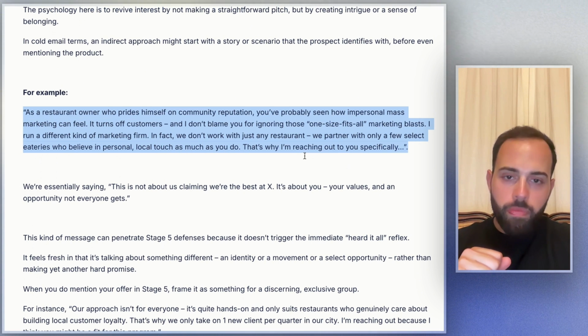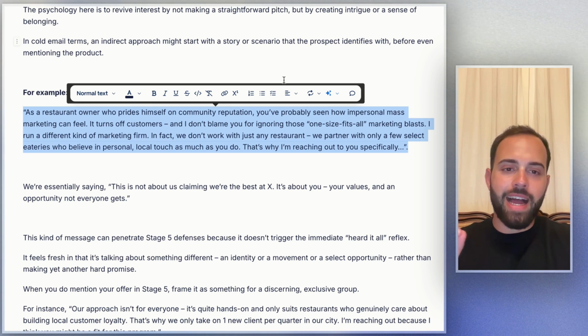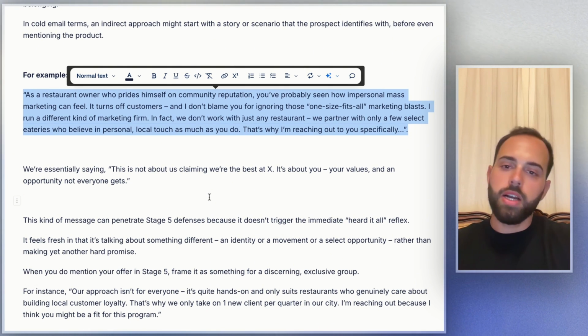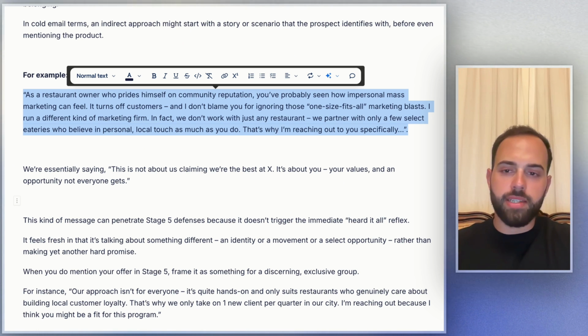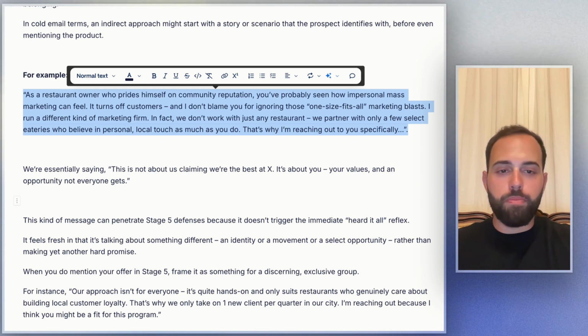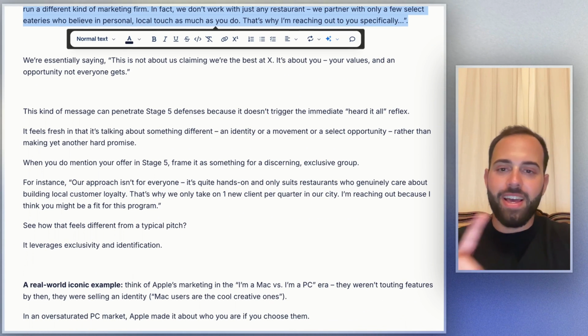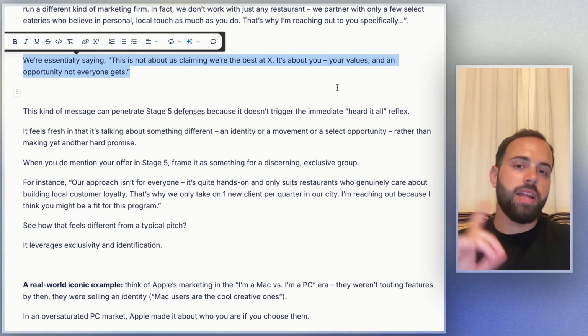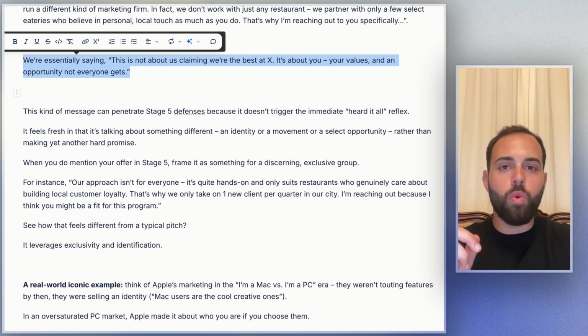For example, as a restaurant owner who prides himself on community reputation, you've probably seen how impersonal mass marketing can feel. It turns off customers, and I don't blame you for ignoring those one size fits all marketing blasts. I run a different kind of marketing firm. In fact, we don't work with just any restaurant, we partner with only a few select eateries who believe in personal, local touch as much as you do. And that's why I'm reaching out to you specifically. We're essentially saying this is not about us claiming that we are the best at X. It's about you, your values, and an opportunity that not everyone has access to.